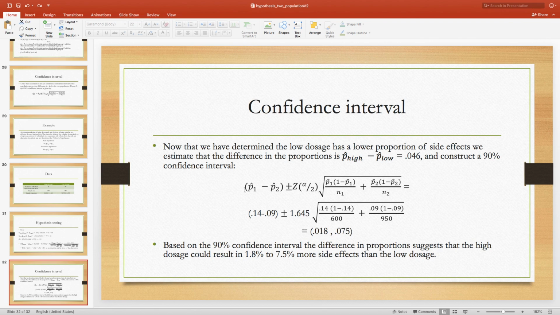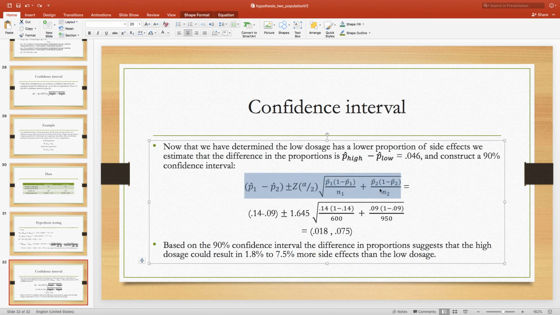Okay, so the confidence interval is given by this formula. Let's plug in the given numbers. We have P1 and P2, and so this is given by 0.14 minus 0.09, and we're going to calculate these numbers. The P1 is 0.14, I plug that in, N1 is 600, N2 is 950, and P2 is 0.09 or 9%. Okay. Now, you might be wondering, how did I get this 1.645?